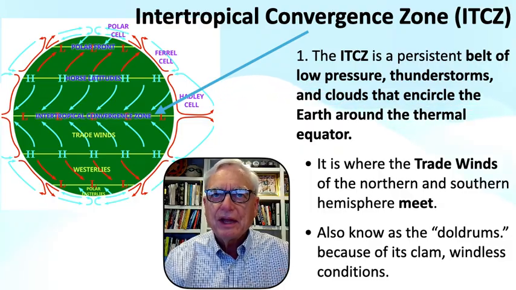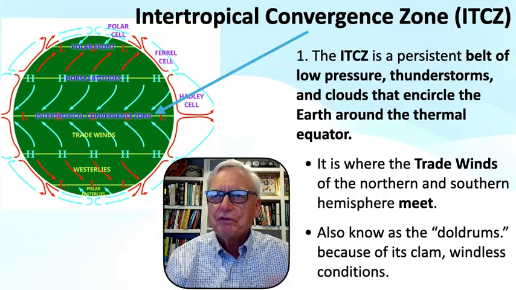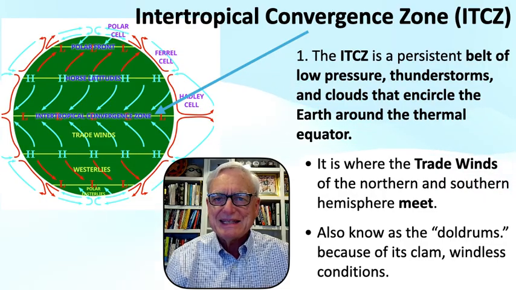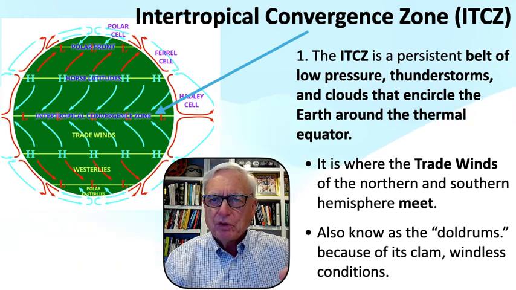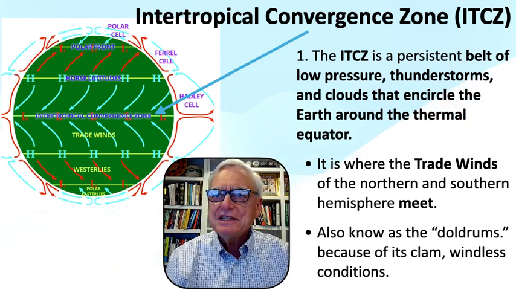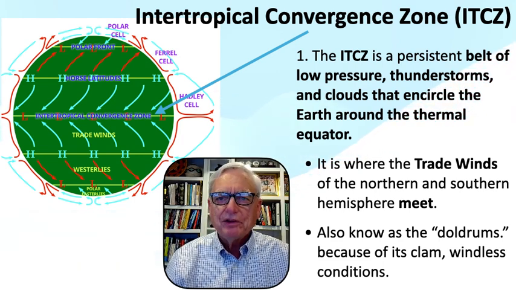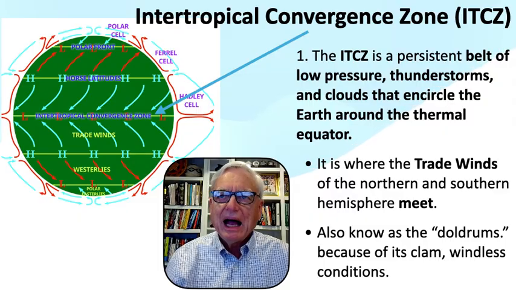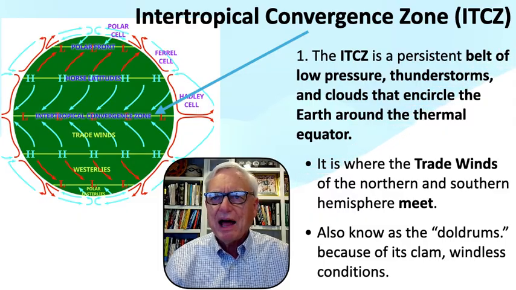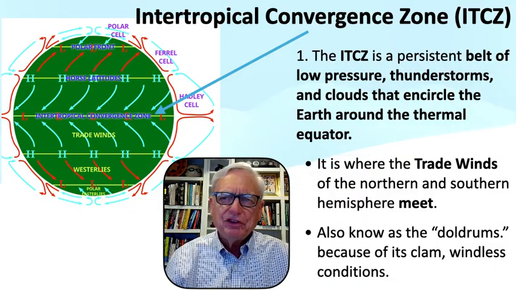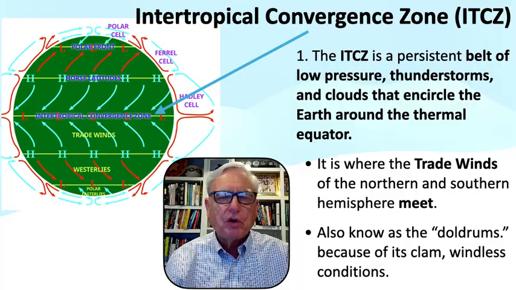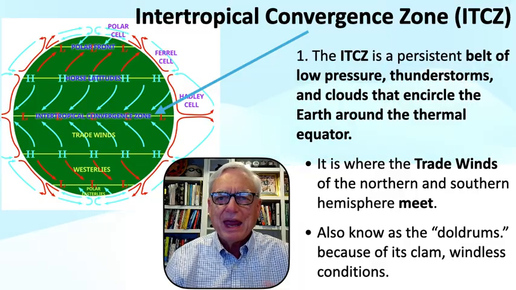The Intertropical Convergence Zone, or the ITCZ, is located, as you can see on the map, on the equator. It's a belt of low pressure, and it's got thunderstorms and clouds that encircle the Earth, basically what they call the thermal equator. And this is where the trade winds from the northern and southern hemisphere meet.